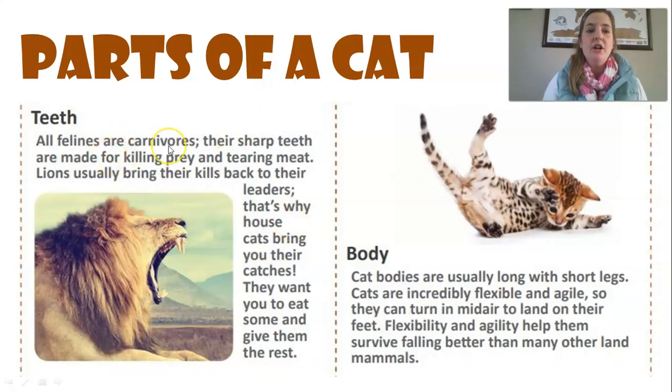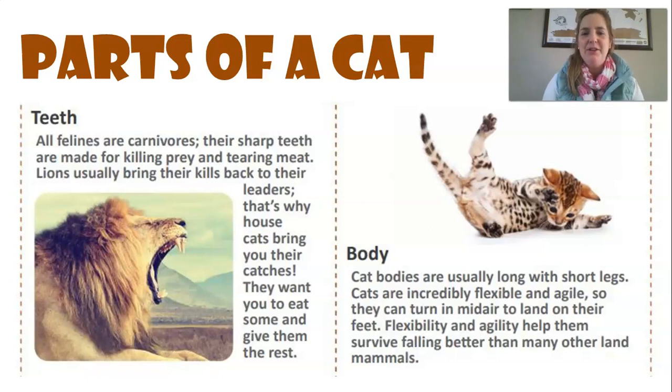All cats are carnivores. Felines are carnivores. They are meant to kill their prey and tear their meat. And lions usually bring their kills back to their leaders. That's why when a cat goes outside and kills a rat or a mole or a bird, they bring them back to you. They want you to eat some, and then you must give them the rest. Okay, remember that the next time a cat brings you an animal that it's killed, he's actually really being kind.